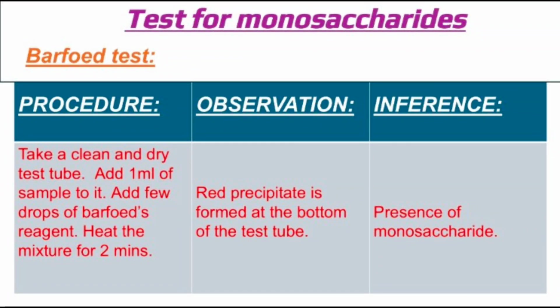Test for monosaccharide: Barfoed test. Procedure: take a clean and dry test tube and add 1 ml of sample to it. Then add a few drops of Barfoed reagent and heat the mixture for 2 minutes.